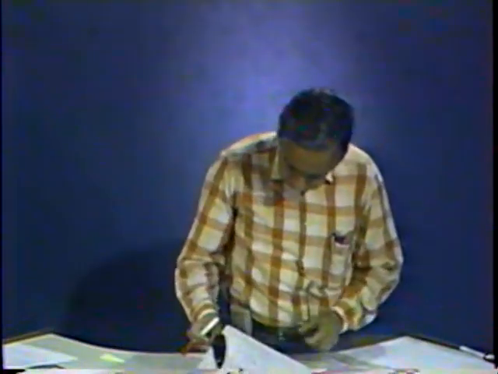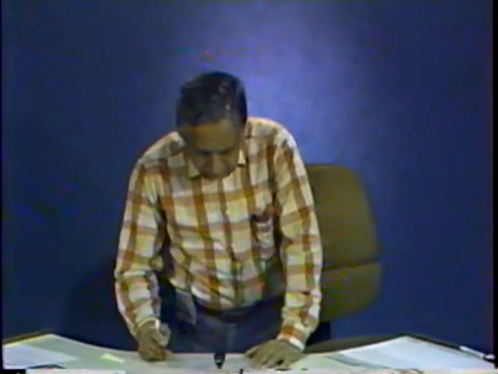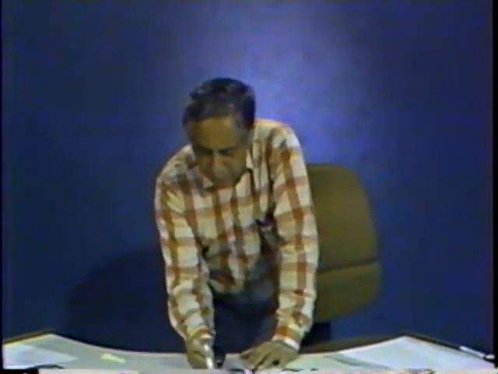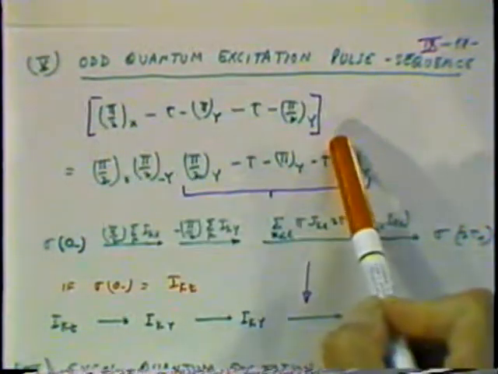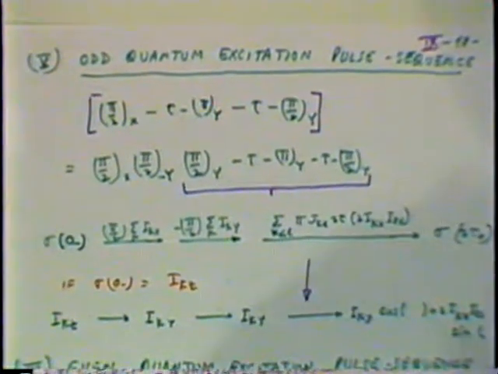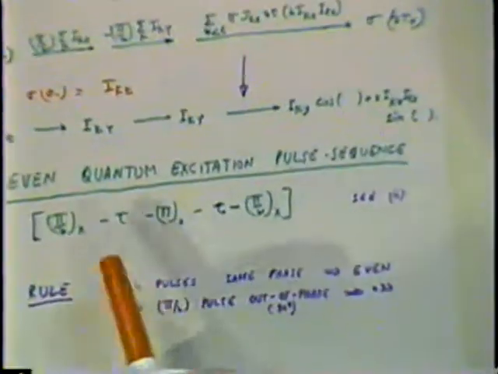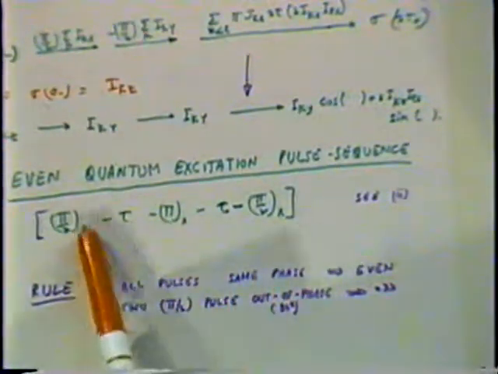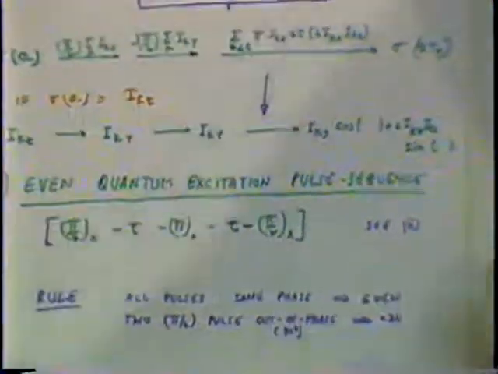Since we are running out of time, I will skip some of this stuff. You can see that there is nothing special here. This sequence x, y, y, where these two pulses have not the same phase but a 90-degree phase shift, is an odd quantum excitation sequence that we discussed last time also. And the pulse with x, x, the same phases here, is an even quantum excitation pulse sequence, and we have done that before also.